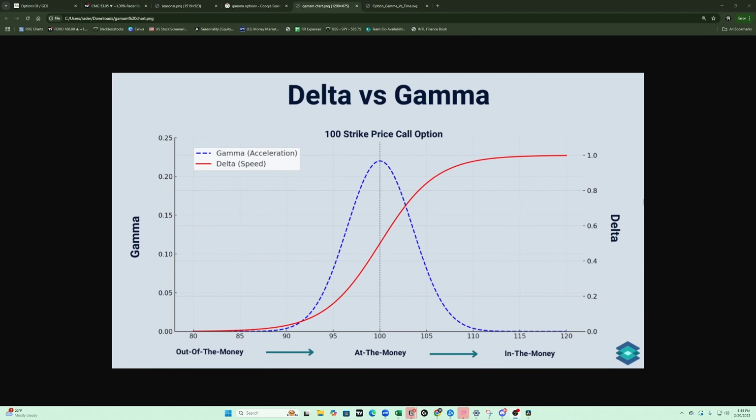Let's get started. So first of all, what is Gamma? Gamma is an options Greek, and what it does is measure the rate of change of the options delta. Now, this sounds very complex. What are these terms' meanings? We're going to break that down.